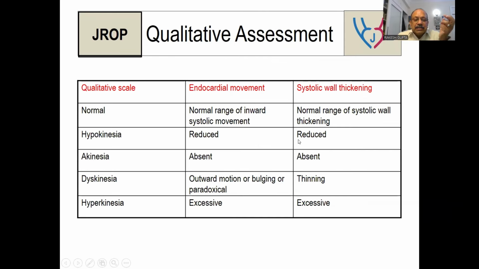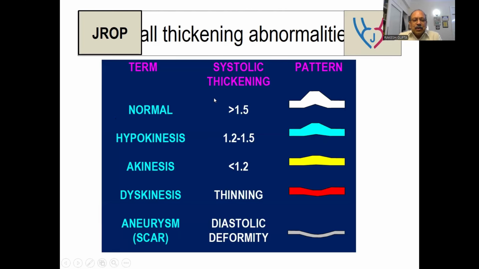Now the concept is, what is normokinesis? What is hypokinesis? What is akinesis? What is dyskinesis? What is hyperkinesia? And what is an aneurysm? And what is persistent dilatation during diastole? Let's start one by one.